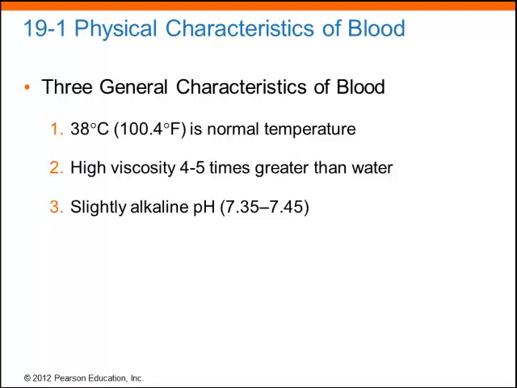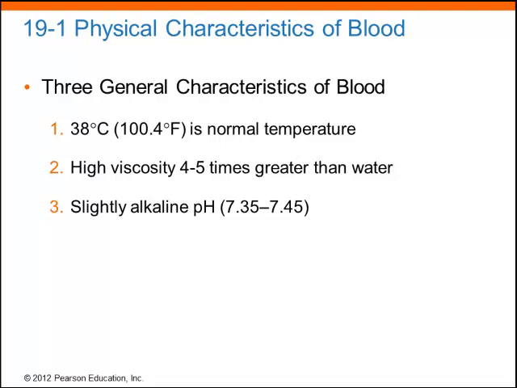There are several general characteristics of blood. Here are three of them. The normal blood temperature is higher than the normal oral temperature. You know your oral temperature is usually about 98.6, but the blood has a slightly higher temperature, about 100.4 or 38 degrees Celsius. Part of the reason for this is that the core of the body is just warmer than the surface of the body, and part of the reason is that one of the jobs of the blood is to actually carry heat to the body's surface to get rid of that excess heat.